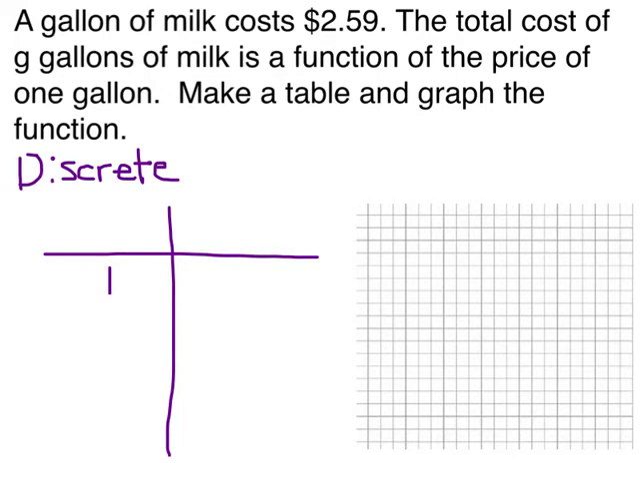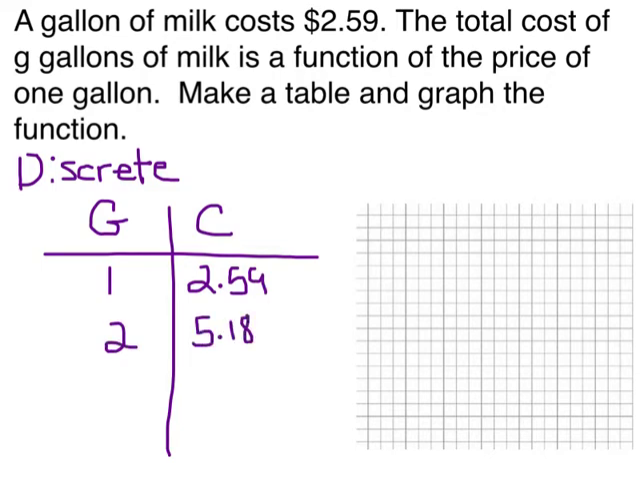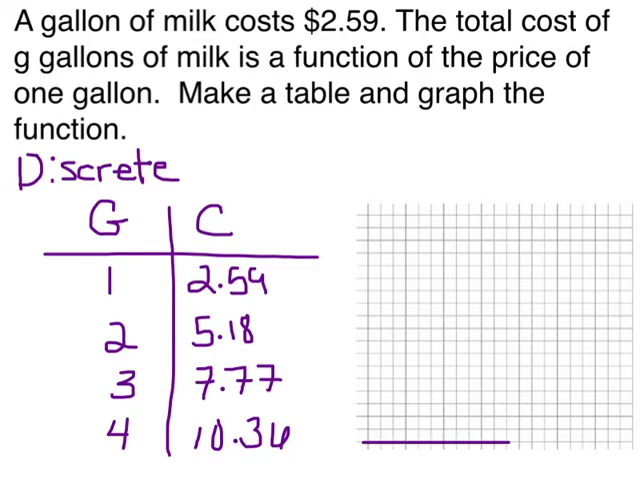And then we're going to talk about the cost. So 1 gallon of milk costs $2.59. Then I'm going to do 2 gallons of milk, which is $5.18, just $2.59 times 2. 3 gallons of milk is $7.77, and 4 gallons of milk is $10.36.